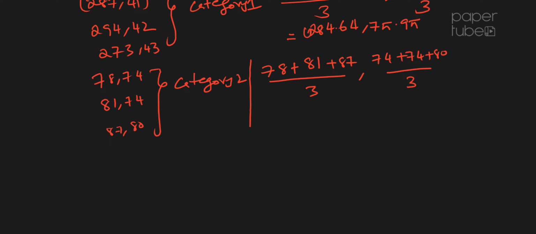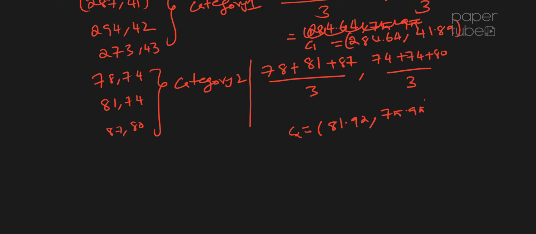No, that's not correct. So this should be equal to 284.64, 41.89. So that makes the new cluster center C1, and then C2 will be equal to 81.92, 75.95. So that something belongs to cluster center 2. So now what we need to do, we have to calculate the Euclidean distance.